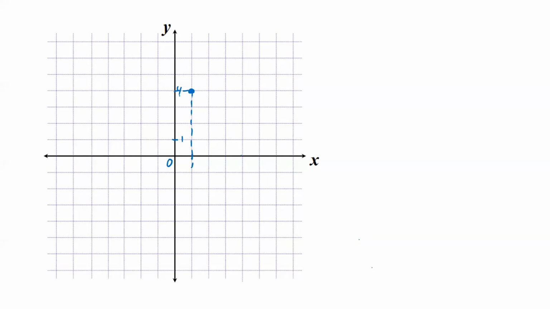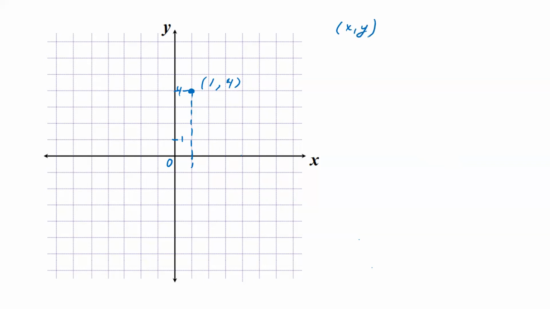Now, how am I going to record it? How am I going to write it down? There is a specific way to write down the coordinates of the point. We also are going to call them ordered pairs. So first of all, I'm going to use parentheses, and I'm going to separate them with comma. And the first one is always going to be the x-coordinate, and the second is always going to be the y-coordinate.